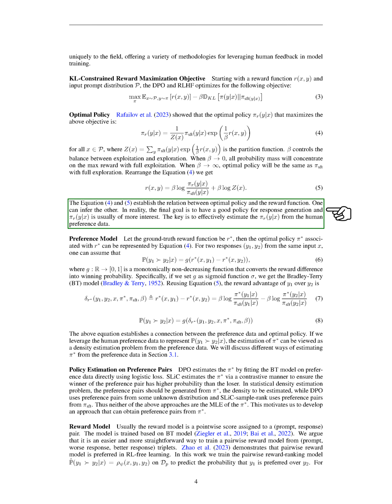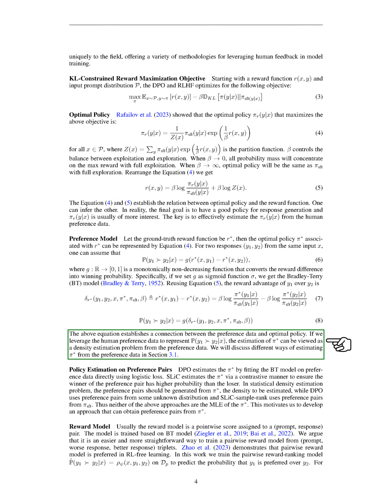The reward advantage of one response over another is defined as the difference in their rewards, which is equal to beta times the logarithm of the ratio of the optimal policy to the supervised fine-tuned policy for each response. The probability of one response being preferred over the other is then a function of this reward advantage. This equation establishes a connection between the preference data and the optimal policy.